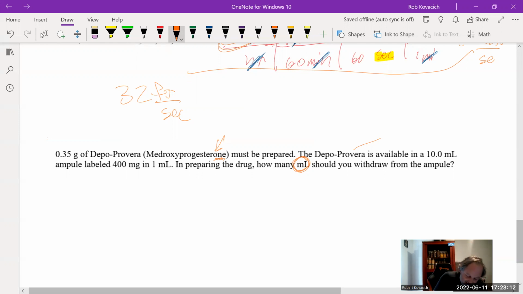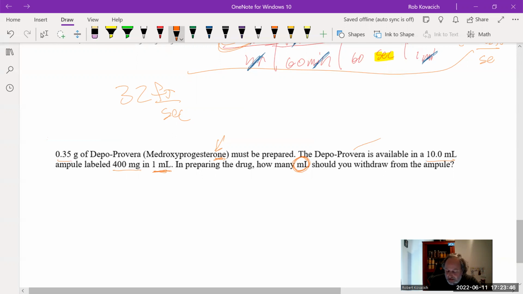So in this case, it says 0.35 grams of Depo-Provera must be prepared. Okay, so you need a container with 0.35 grams. The problem is this is a solution. And so it becomes a little bit more difficult with the solution. You don't want to put it on a scale and measure that out. In this case, you're going to use a volume to determine how many grams you need. So this 0.35 grams, what I've got is a 10 milliliter ampule. And what I know is there are 400 milligrams in every 1 milliliter of solution. Okay, so I need to know how many milliliters I need to give this person.